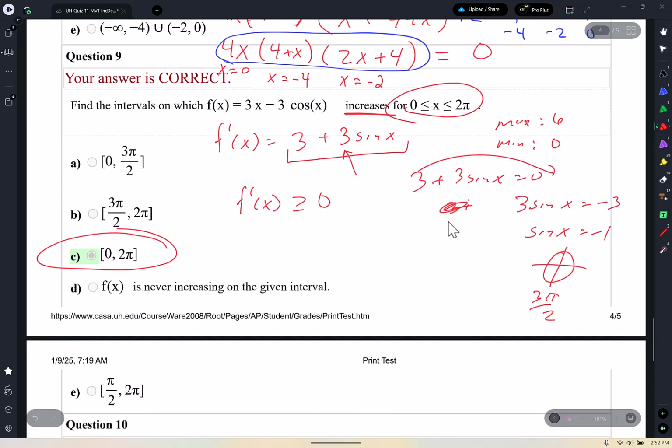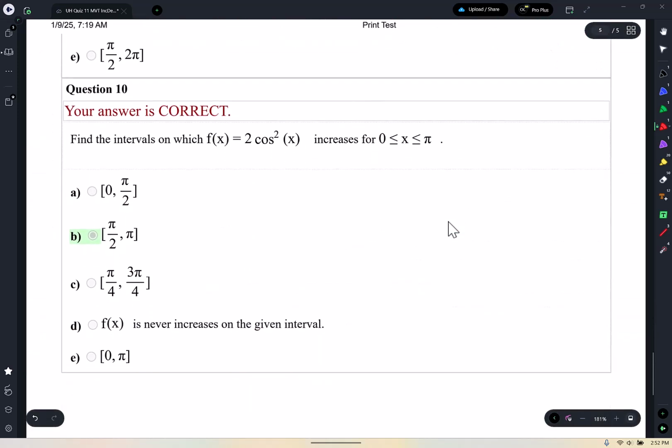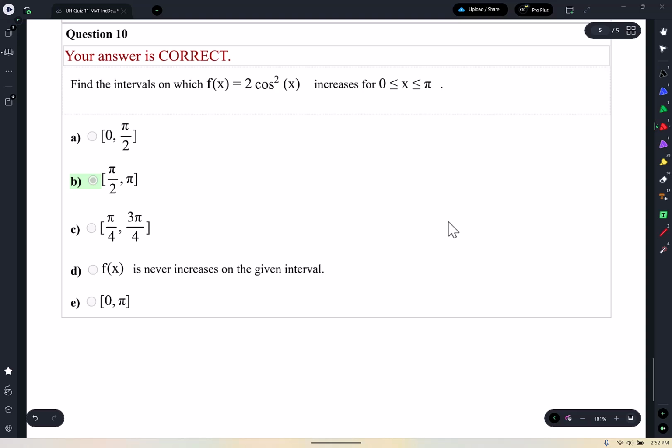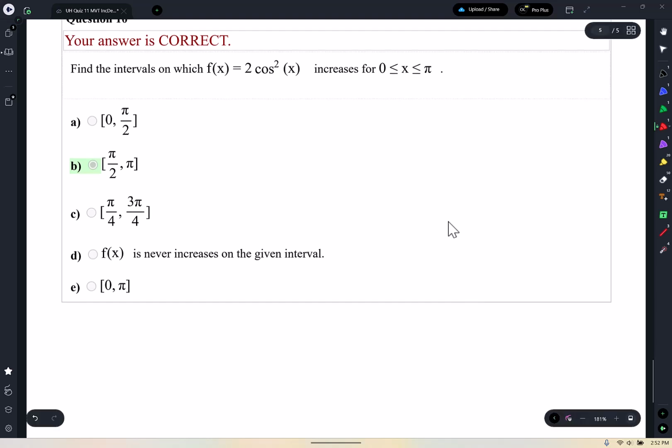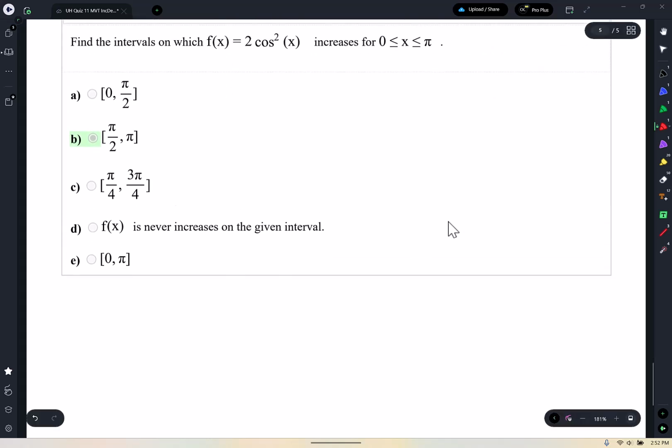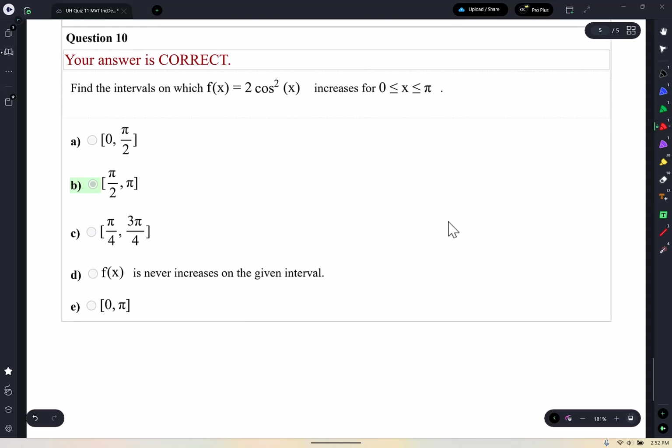Yeah. All right. Last one. Find the intervals in which f of x equals 2 cosine squared x is increasing. By the way, guys, is this helping you guys? Like, do you guys like it when we go over the quizzes? Yeah. Okay, here we go.